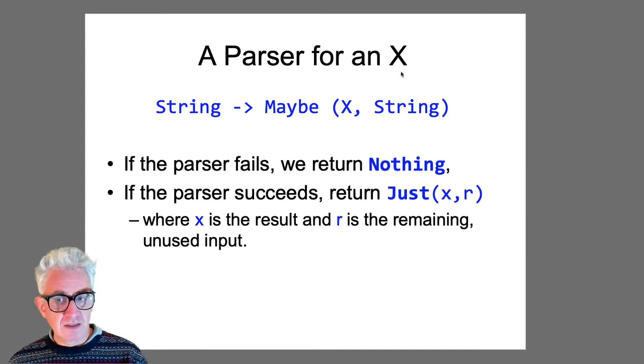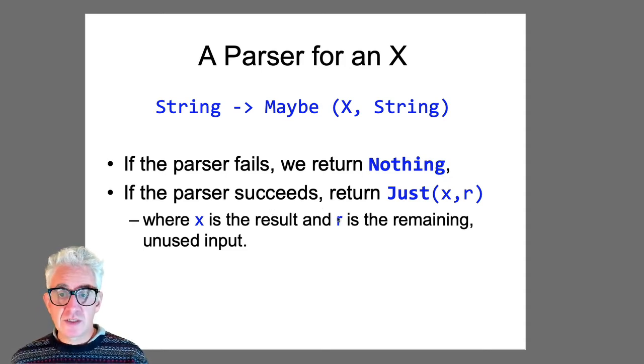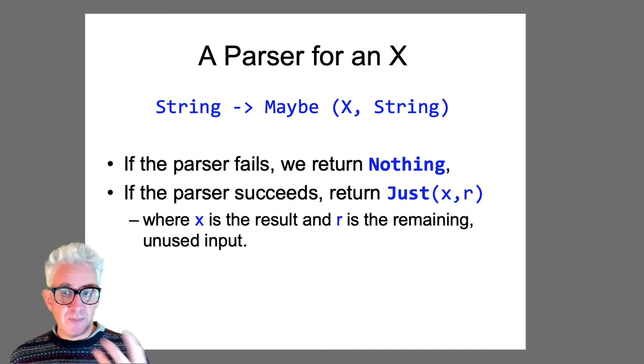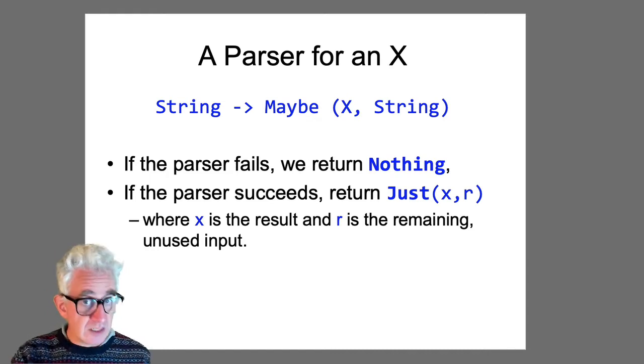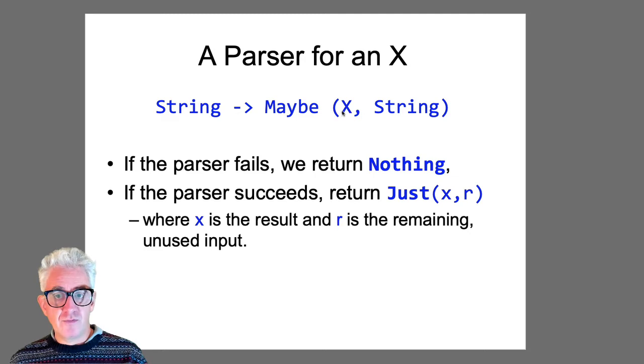So if the parser fails, what we want to do is return nothing. And if the parser succeeds, we want to return a pair of things, namely the thing that we found and the rest of the string. And the reason we want to do that is because often we want to parse one thing followed by another. So once we've parsed the first thing, we now need to look at the rest of the string to do the rest of the parsing job. And that's why we want to return a pair of things, the unused input being the second one.